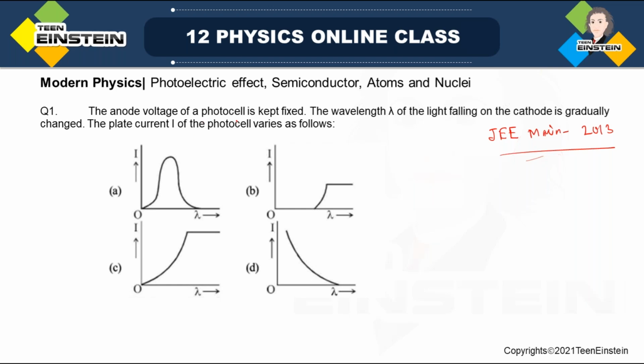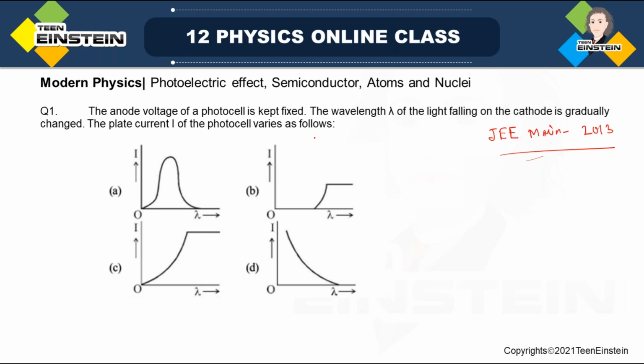The anode voltage of a photocell is kept fixed. The wavelength of the light falling on the cathode is gradually changed. The plate current of the photocell varies as follows. Which of the four options will be correct? You have to find that out.